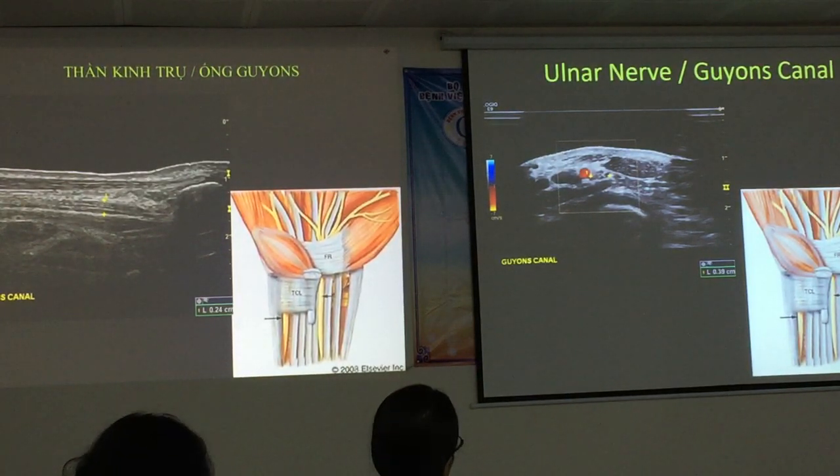And this is the nerve as it comes down deep to the transverse carpal ligament, but it doesn't go underneath the flexor retinaculum.